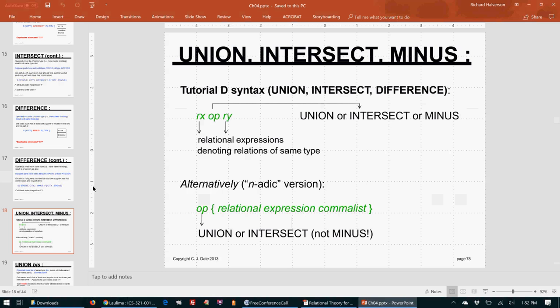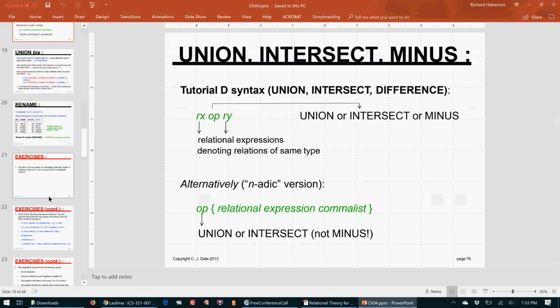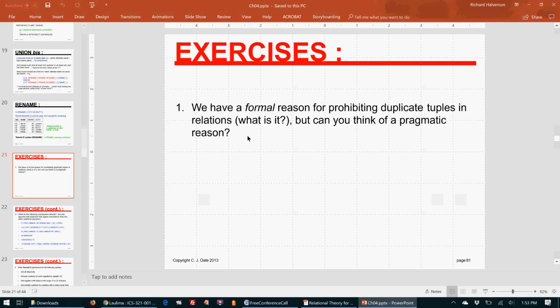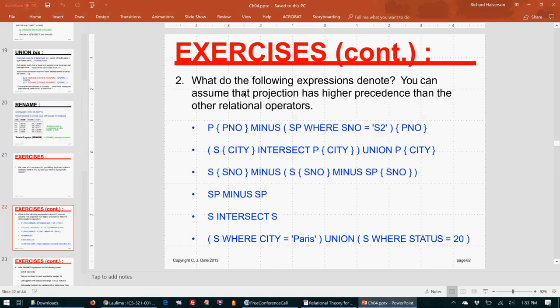So, if we look at the quiz, there aren't any exercises. We have a formal reason for prohibiting duplicate tuples in a relation. But can you think of a pragmatic one? Yeah, okay, I think we covered all these. What do the following expressions denote? You can assume that projection has a higher precedence than other relational operators.